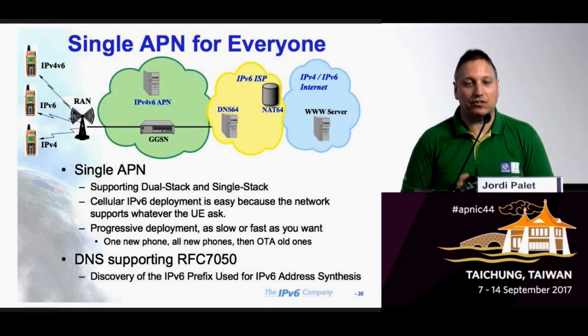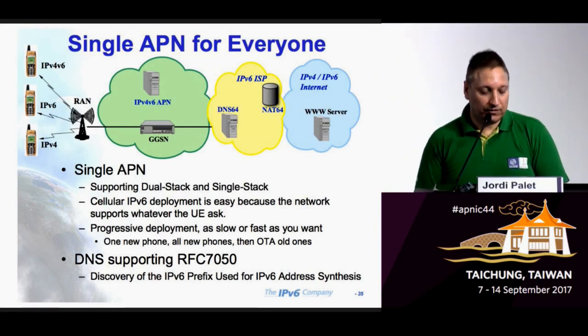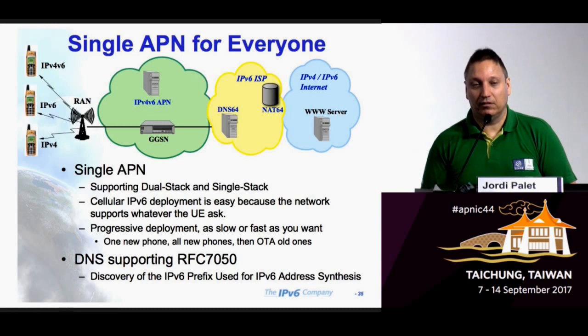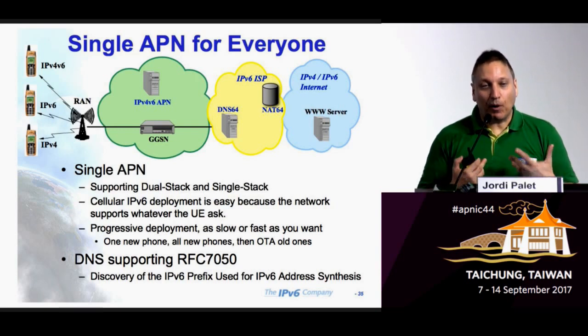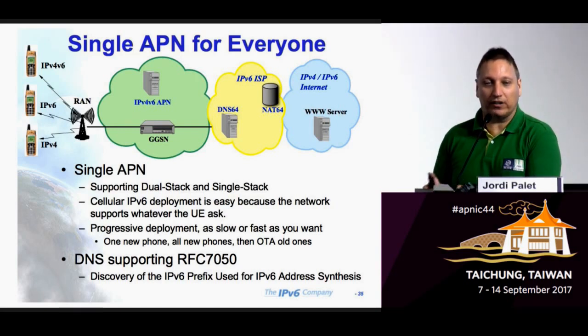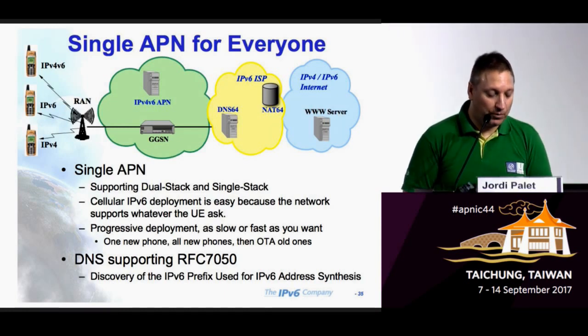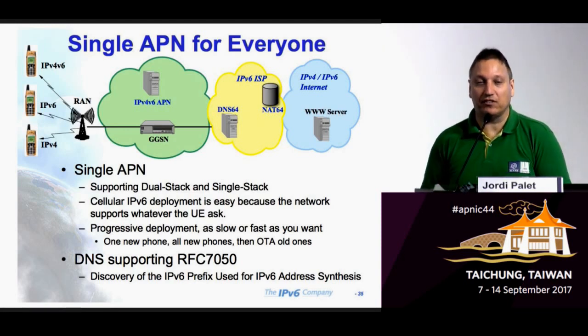Depending on the device, you get a connection. How do we do that? For doing that, there is a very important document from the IETF, which is RFC 7050. This document describes how the DNS is responsible for allowing this, and how the discovery of the IPv6 prefix is used for the IPv6 address synthesis, okay?